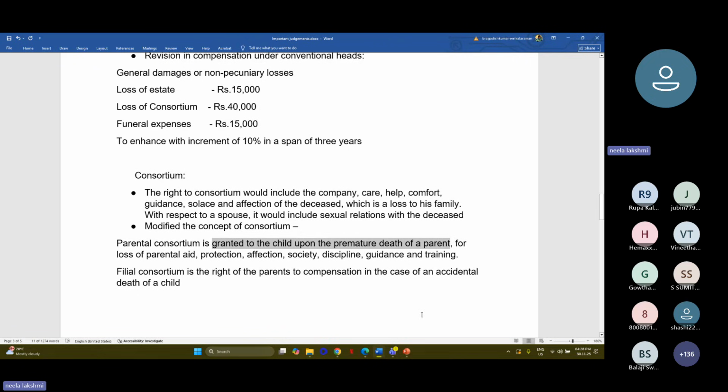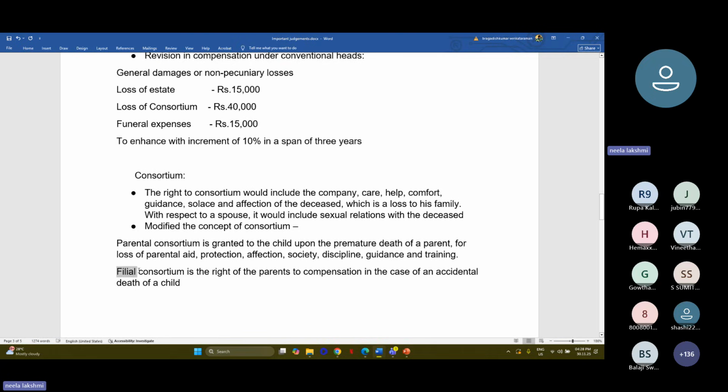If any child loses his parent due to a road traffic accident, that child will be allowed parental consortium. The amount will be the same, but the persons are extended. The purview of the consortium was extended. Only the spouse was eligible for consortium before this judgment. After this, the child also gets parental consortium, and the parents also get the consortium for the death of their child.